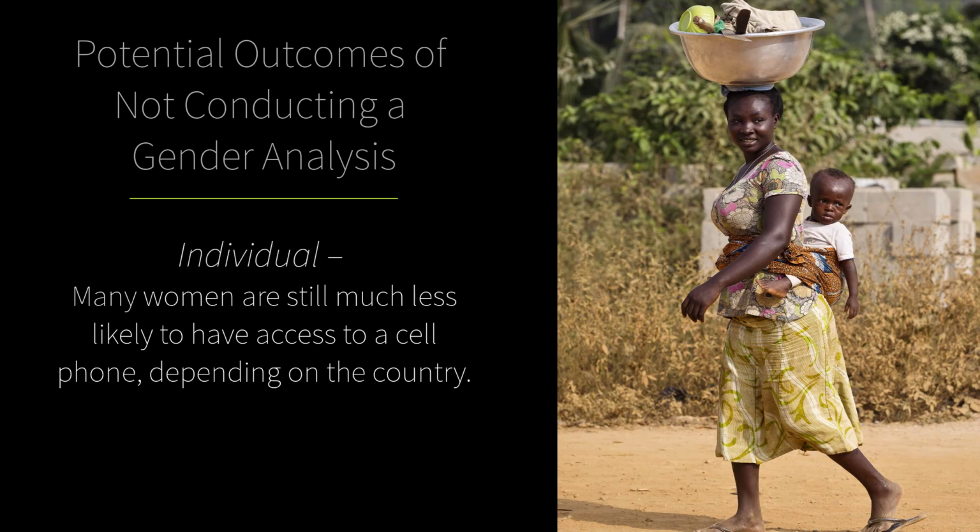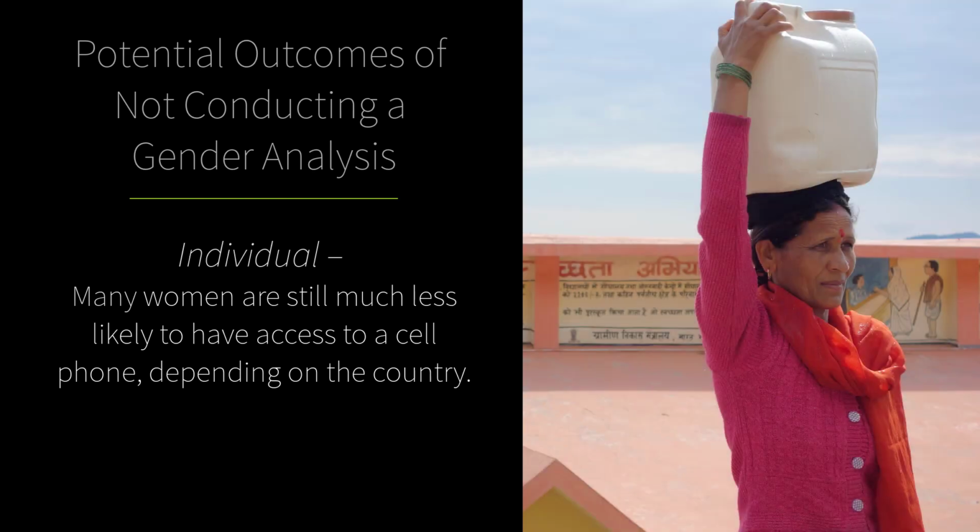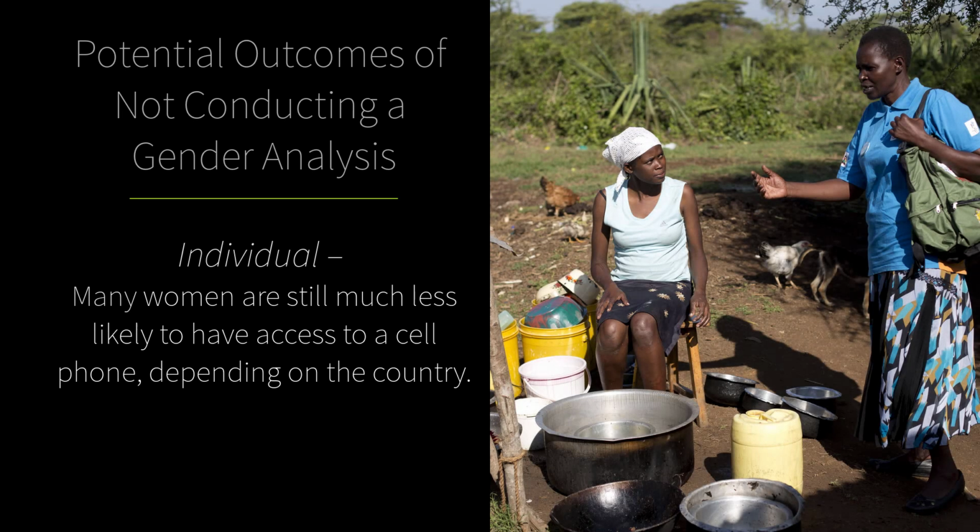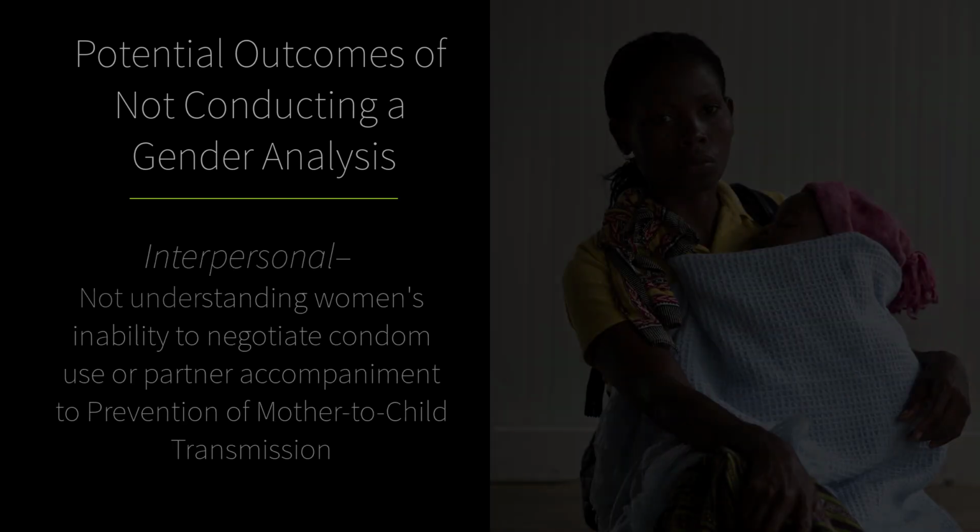Individual. At the individual level, the access to assets, knowledge, and roles one plays based on gender are very important to understand. For example, while digital health is now a major approach for advancing health, many women are still much less likely to have access to a cell phone, depending on the country. This analysis is important for understanding who can be reached through health SMS messaging and apps, for example.